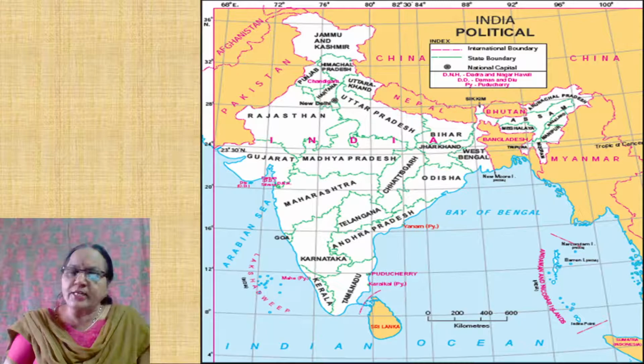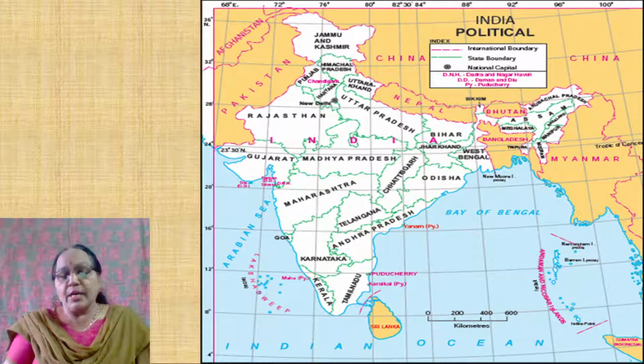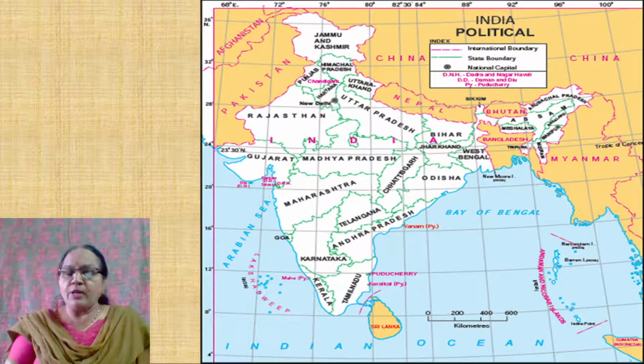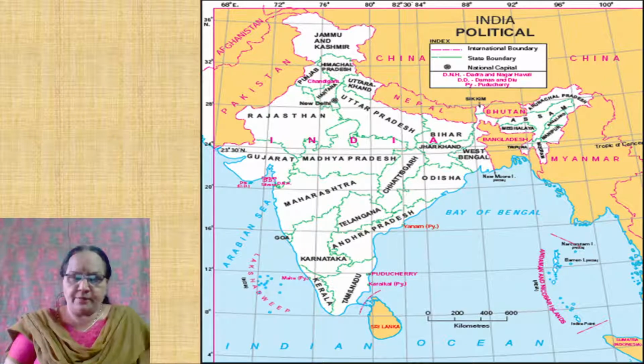On the western side of India, we have the Arabian Sea. On the eastern side, we have the Bay of Bengal. Okay, and we call India a peninsula. Why? Because a peninsula basically means a landmass which is surrounded on three sides by water. So, we have the Arabian Sea, the Bay of Bengal and the Indian Ocean which surround India.